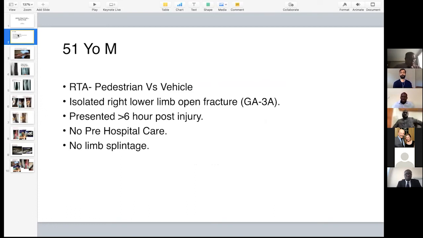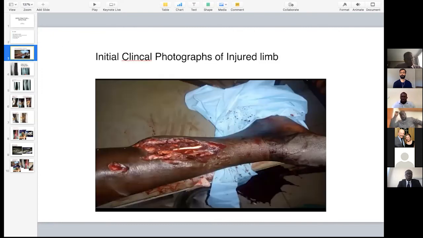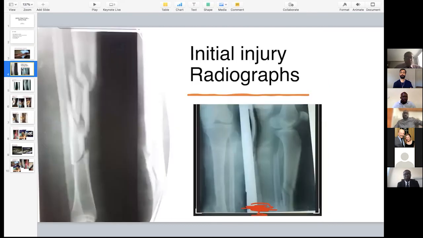So he had no pre-hospital conventional care. There was no conventional splinting of the limb. The limb was wrapped in what looked like a curtain with some ropes tied around it. Upon exposure at the first look in the ER, that was the picture we had. As you can see, there is an open fracture of the middle one third with extensive soft tissue injury. There was periosteal stripping and the bone was also exposed. His initial radiograph is shown in the next slide. So he had a segmental middle third tibia fracture and a proximal fibular fracture as well.